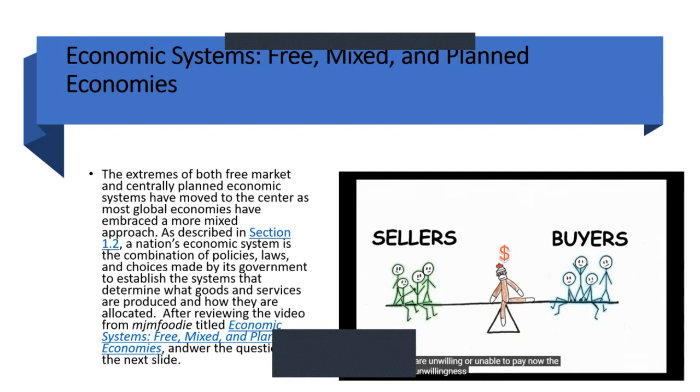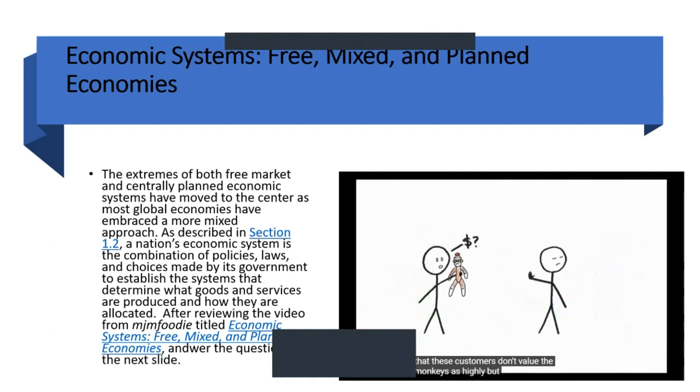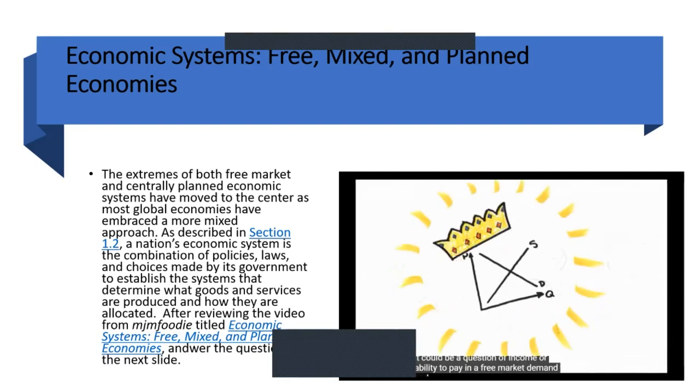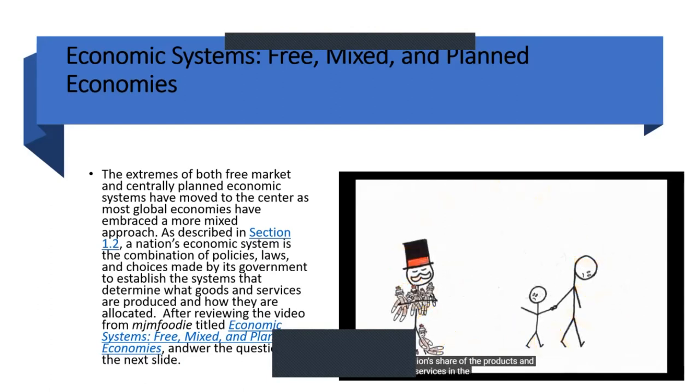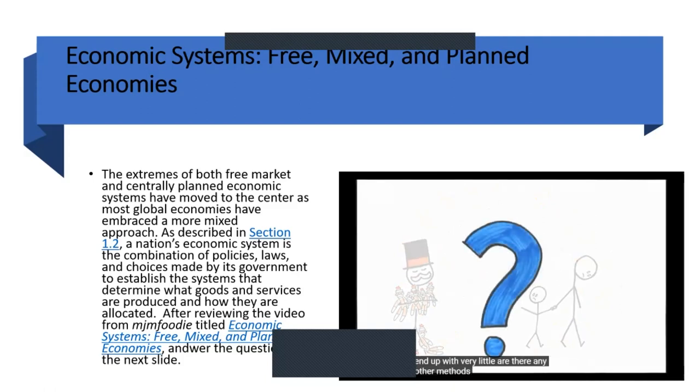Now, the unwillingness to pay could be a signal that these customers don't value the monkeys as highly, but remember also that it could be a question of income or ability to pay. In a free market, demand and supply reign supreme in determining who produces the products and who receives the products. One obvious drawback to a free market system is that the rich end up with the lion's share of the products and services in the economy, whereas the poor end up with very little. Are there any other methods of allocating the scarce sock monkeys that would be more fair to everyone?